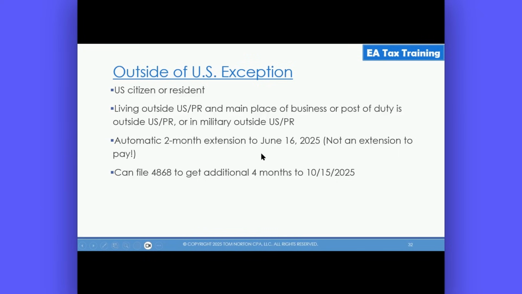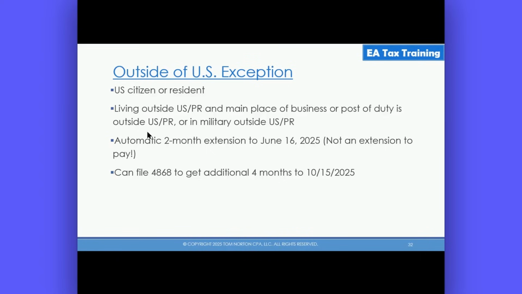Normally it would be June 15th. It's a 2-month extension, but June 15th is on a weekend, so therefore it is June 16th for 2025. So it's an automatic 2-month extension. Now, this is important, though, to know: this is if you are living outside of the U.S. and your main place of business or post of duty is outside the US. This is not just that you are on a European vacation on April 15th. You do not automatically get the extension.